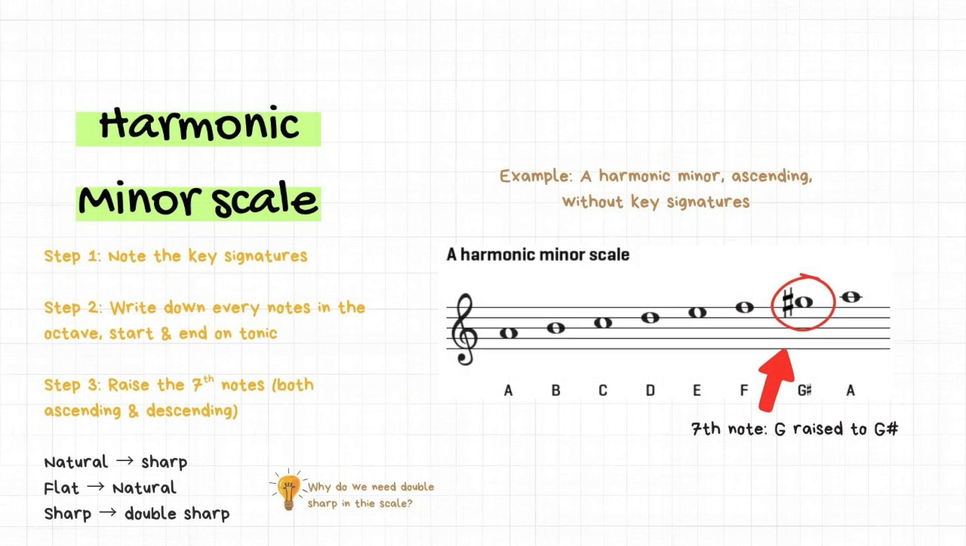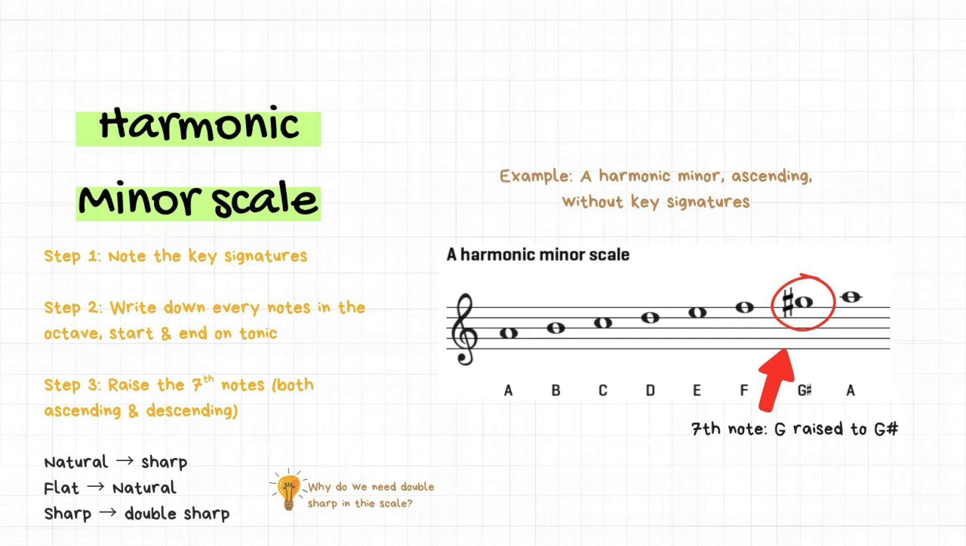To write a harmonic minor scale, for step 1, we have to note the key signatures. And step 2, we write down every note in the octave, start and end on tonic, which is the first note. And step 3, we raise the 7th note in both ascending and descending. Natural will be raised to a sharp, and flat is raised to a natural, and sharp will be raised to a double sharp. Why do we need a double sharp in the scale? If you are interested, we'll make another video on the fun facts.